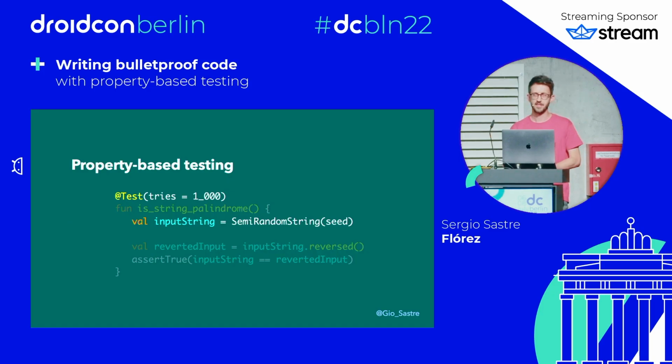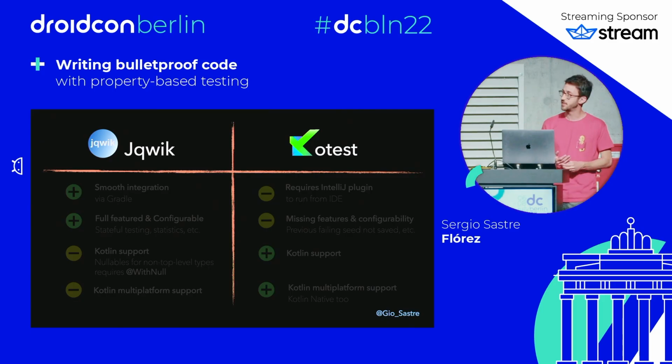However, this syntax is not possible with JUnit 4, also not possible with JUnit 5. So don't worry, because there are some libraries that provide the capability to run property-based tests. And I have experience with these two: jqwik, that was created by the initiator of JUnit 5, and the syntax looks very similar. And then Kotest, that is the most popular Kotlin testing library.